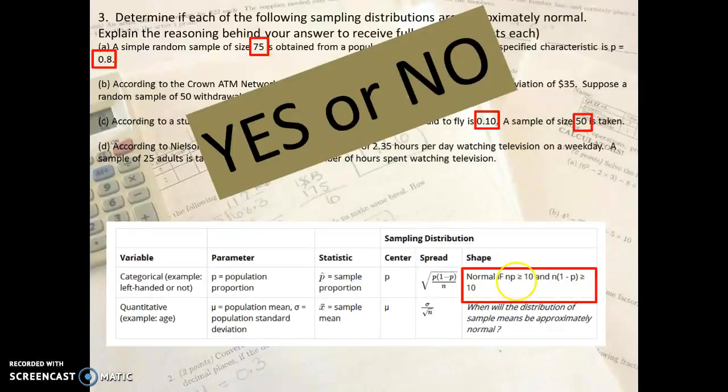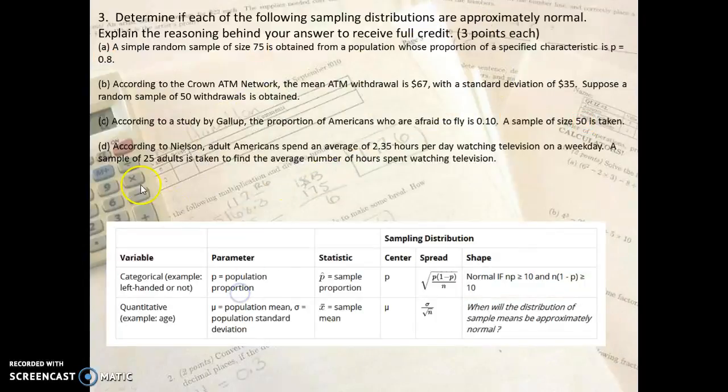I don't care about a z-score. I care if those numbers go into this formula and either yes, it works or no, it doesn't. Give that a shot. Remember, that's for the proportion ones. What about the other 2? The other 2, they're asking about this.